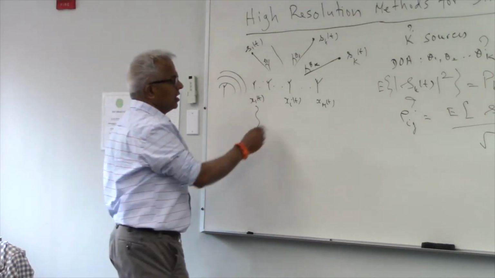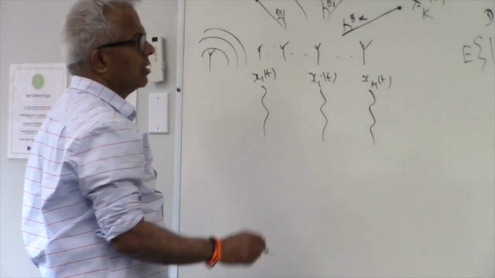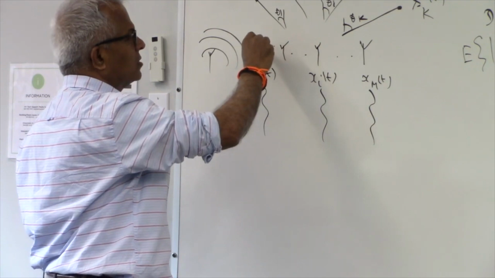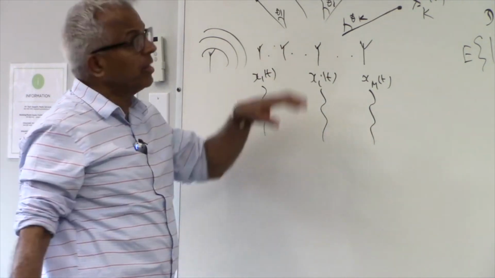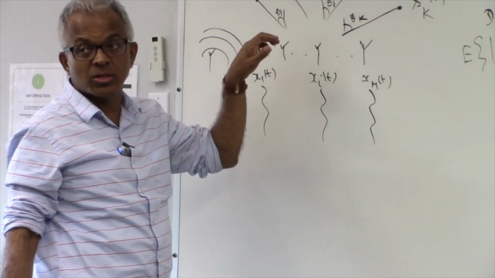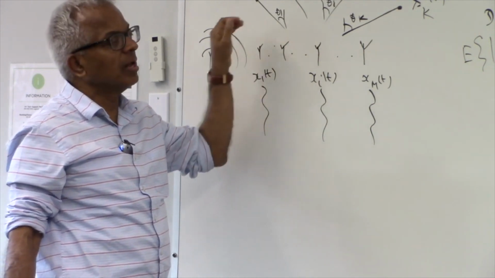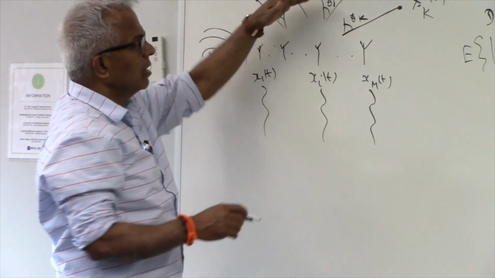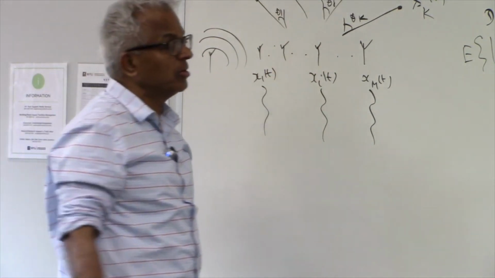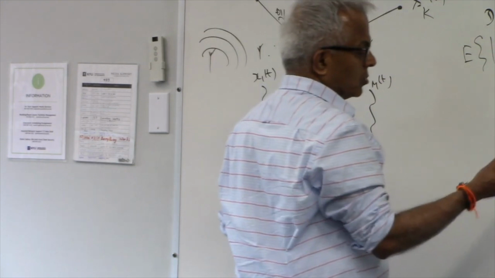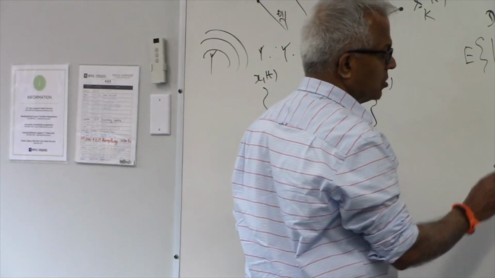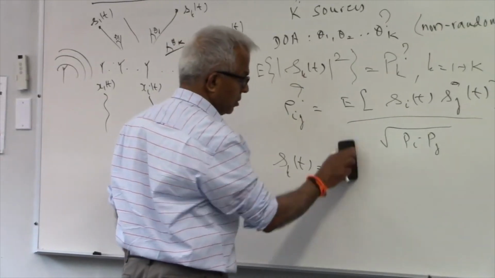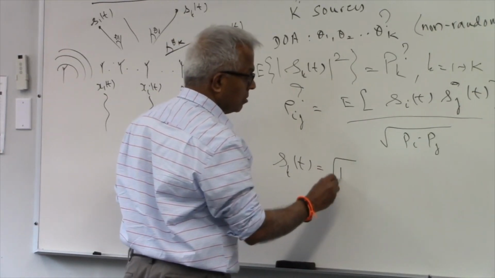So this is the data we are going to collect. We went through this last time. Remember, the advantage of using an array is that you can get duplicate information about the same source, but delayed depending on the angle of arrival and the distance between the sensors. Right? So in the extreme narrowband case, the source will have a structure like this.